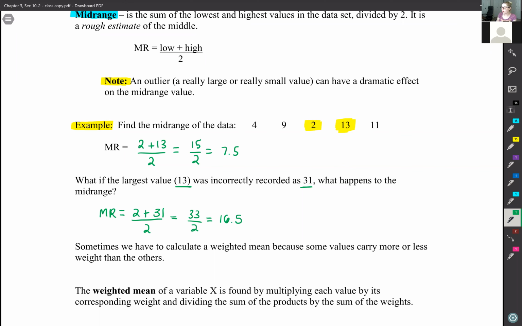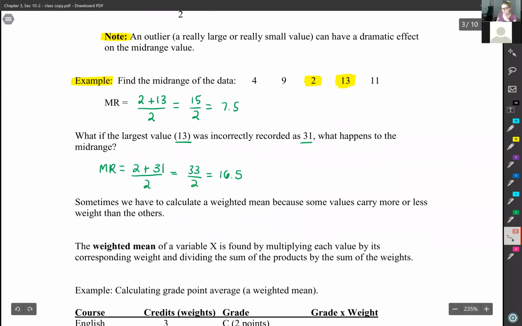You can see that this is a lot higher than the last one that we did. So 31 would definitely be an outlier if it was accidentally recorded instead of 13. And you can see that having an outlier of 31 in this set drastically affects the mid-range. It goes from being 7.5 to being 16.5, which is more than doubled. So just so you know, an outlier can have a dramatic effect on the mid-range. So that's kind of the con. If there are some outliers, it can be a pretty drastic effect. That's really all we're going to talk about with mid-range. That's it.